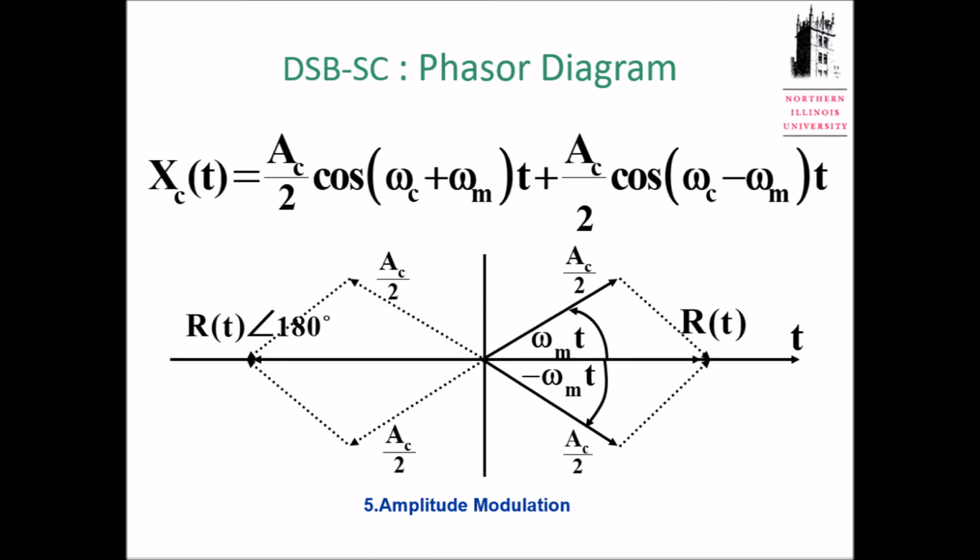Here is the phasor for double sideband suppressed carrier. What is this one? This is my upper band, and this is my lower band. The upper band is related with this vector. This is the phasor for the upper sideband, and this is the phasor for the lower sideband. If I ask you to plot the single sideband phasor, there will be only one vector, either this one for upper or this one for lower.